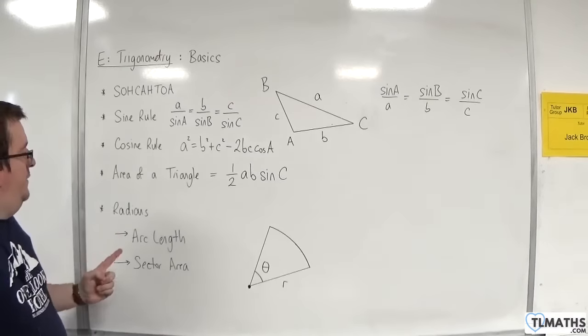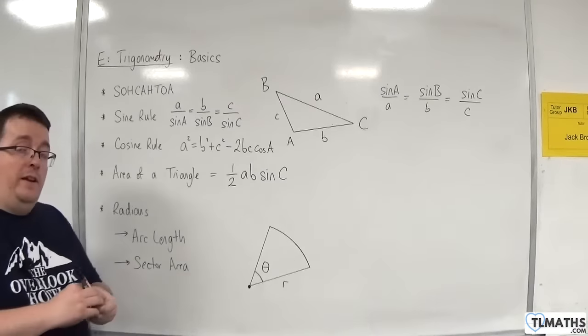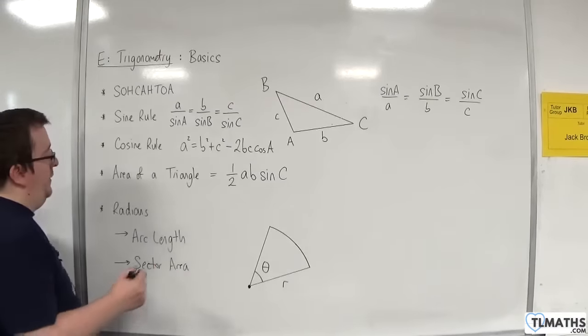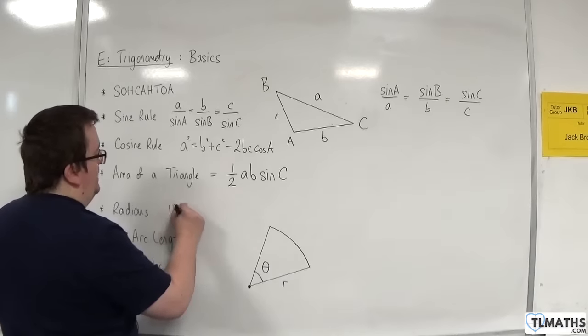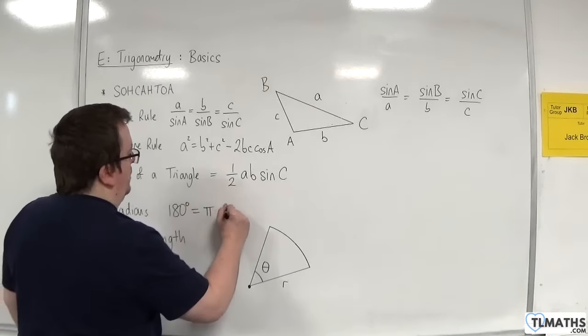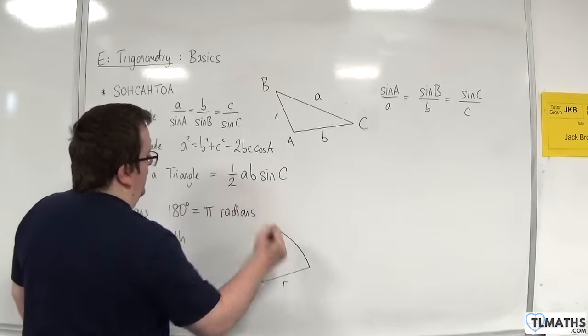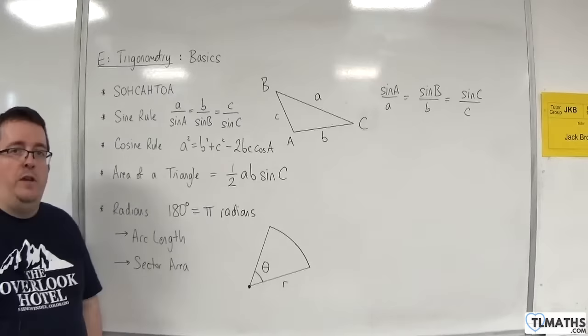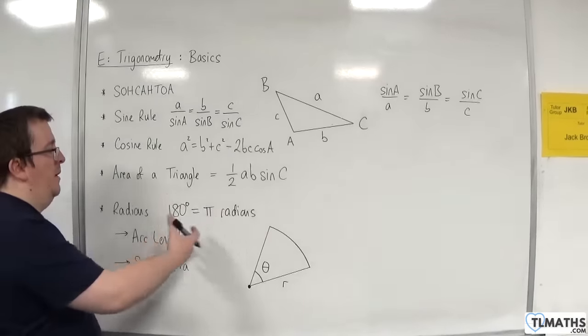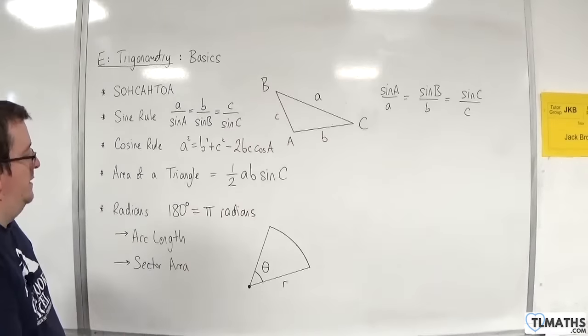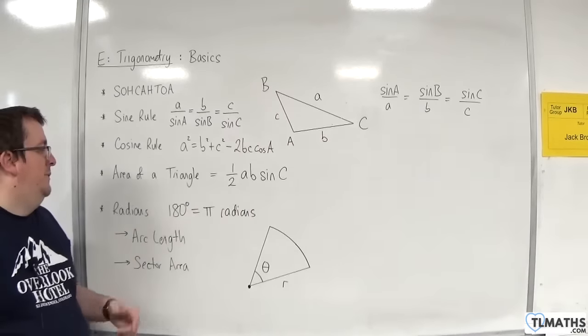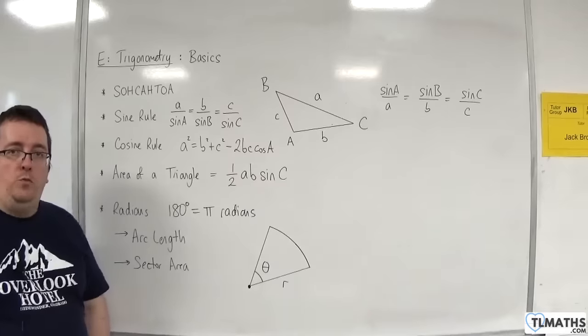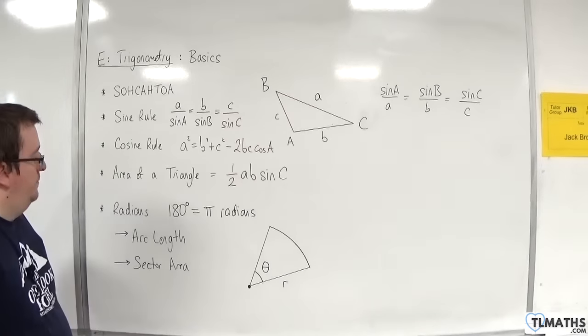Now, with radians, you should be able to convert between degrees and radians if you remember that 180 degrees is the same as pi radians. Then that should enable you to convert and get 2 pi, pi over 4, pi over 3, 90 degrees, 45 degrees, whatever you want. Okay, make that conversion.